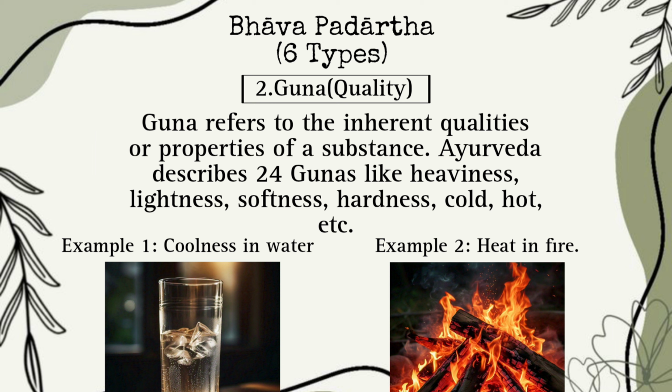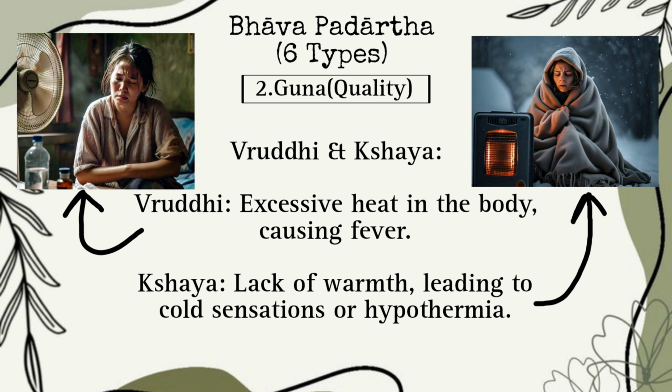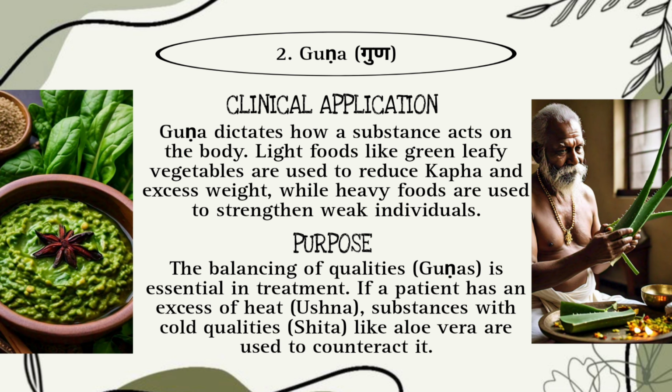Guna. Guna refers to the inherent qualities or properties of a substance. Ayurveda describes 24 gunas like heaviness, lightness, softness, hardness, cold, hot, etc. Example, coolness in water. And example 2, heat in fire. Vriddhi is excessive heat in the body causing fever, and Kshaya is lack of warmth leading to cold sensations or hypothermia.